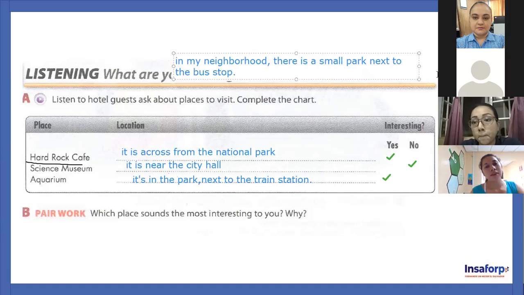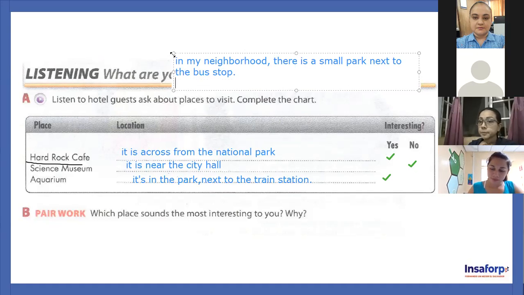In my neighborhood is near a school. Okay, it is near the school. And church. And church, okay, very good. Okay, thank you guys.